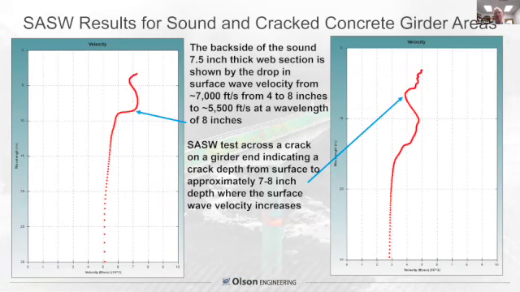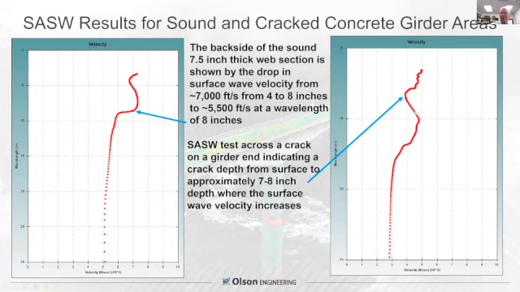So what do we get? The velocity versus wavelength plots or dispersion curves are shown here. So on the left, the backside of this sound 7.5 inch thick web section has a drop in surface wave velocity from 7,000 feet per second, from wavelengths of 4 to 8 inches, to 5,500 feet per second. This is the backside of the section because it goes off in air and doesn't mean anything.